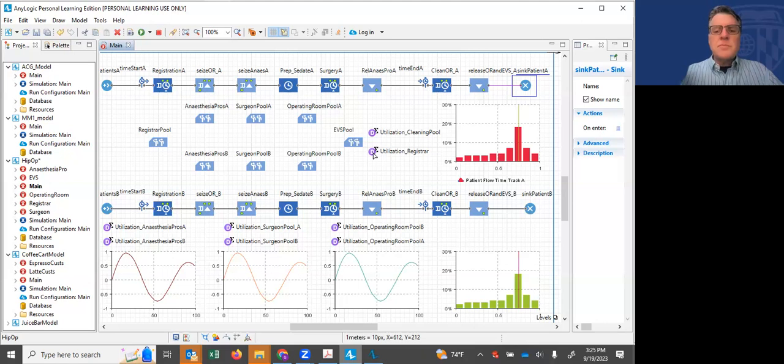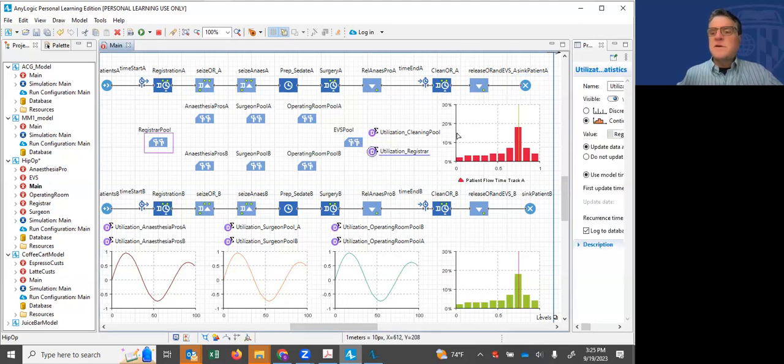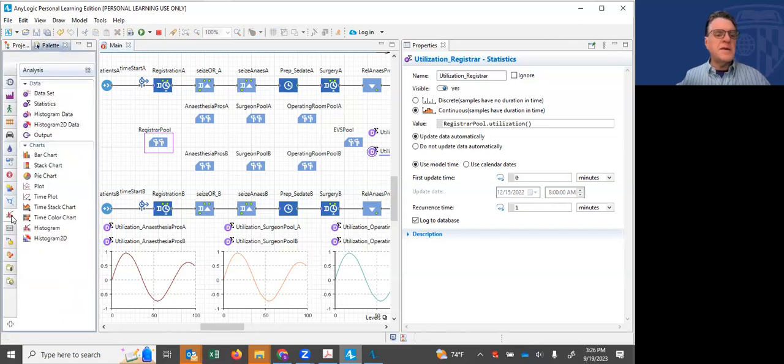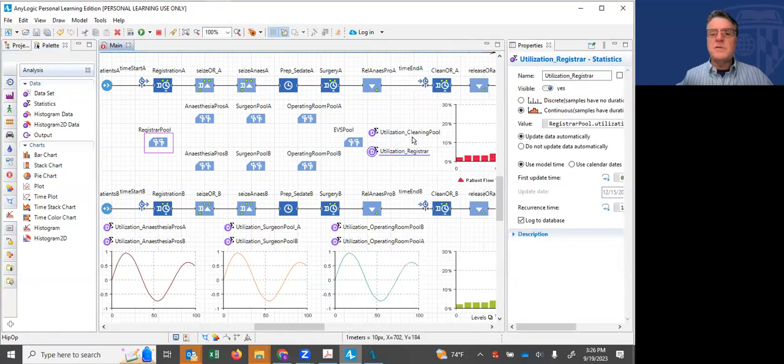All right, so I'm going to get the utilization of the cleaning pool here. This is this EVS pool, and also the registrar. This is a built-in function, just to show you how it works. You point to the appropriate pool. So if you're looking at the registrar pool, you plug that in. Spelling is important, and then you just use this dot utilization function. And the particular palette item that I'm using there is, you go down to the analysis, just using this statistics icon there. And you just have to feed it this dot utilization. It's a built-in for every one of the resource pool blocks. Okay, and I am identifying it as a continuous time sample because we're measuring across time. Same for the EVS pool and the registrar.